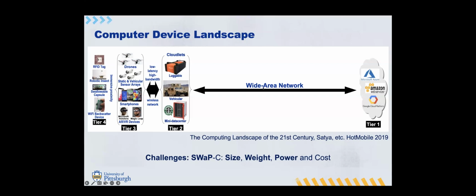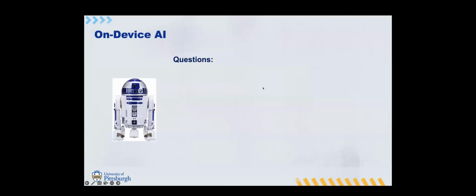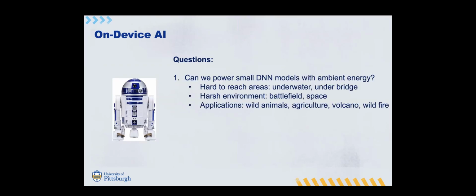So in this talk, I'm trying to answer two questions. The first question is, can we power small deep neural network models with ambient energy? By ambient energy, I mean the energy that we can harvest from the environment, like solar panel, and like kinetic energy, thermal, vibration, stuff like that.